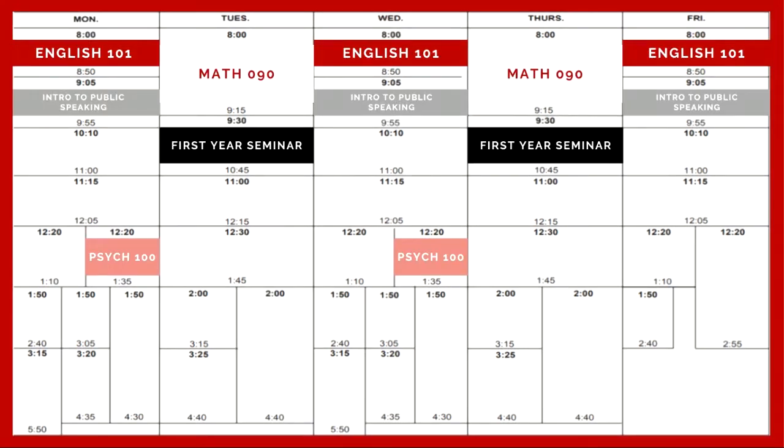Here's an example of a first year schedule. This student is taking an English 101 class on Monday, Wednesday, Friday at 8 a.m. This course is known as an MWF class. M standing for Monday, W standing for Wednesday, and F standing for Friday. The student is also taking a Math 090 on Tuesday and Thursday. This course is a TR class. T standing for Tuesday, R standing for Thursday. This is kind of the different terminology and classifications of classes here at Bridgewater State.